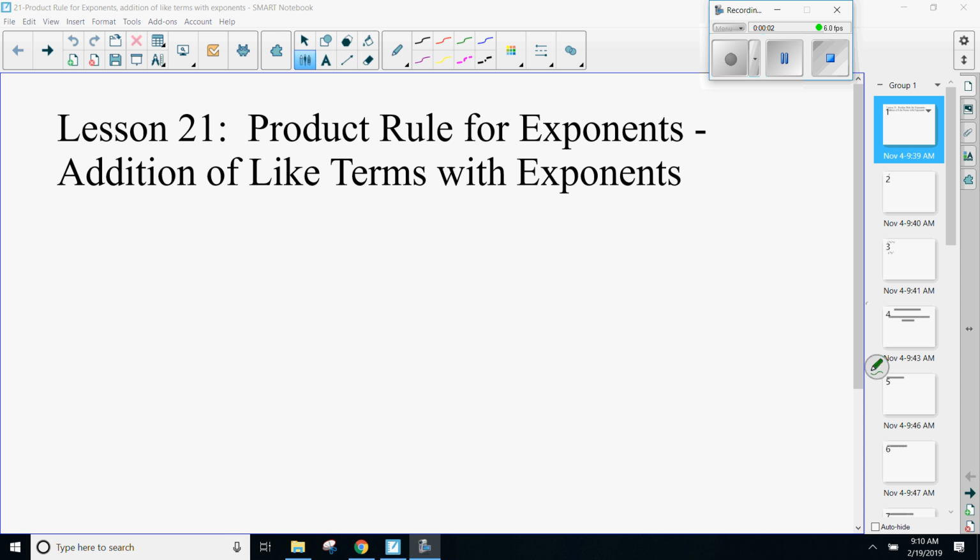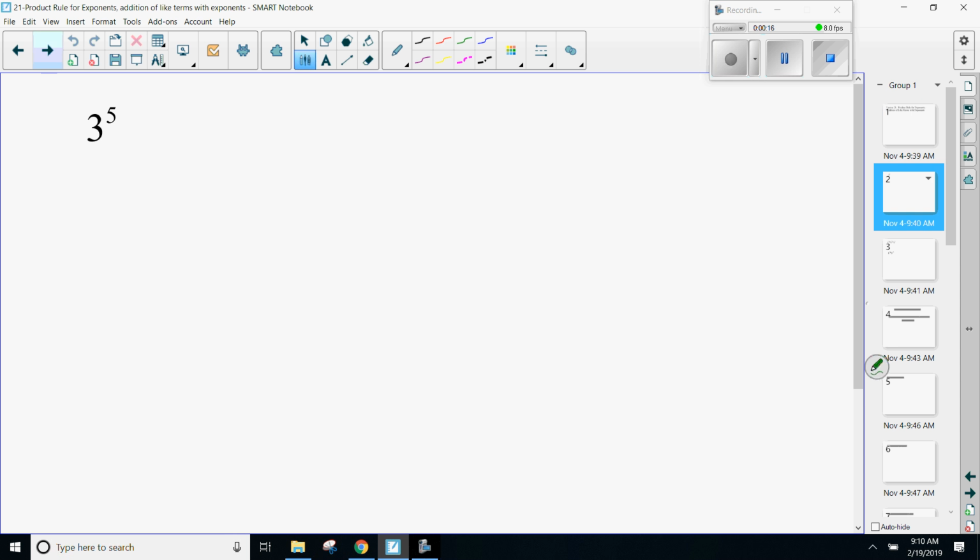In addition of like terms with exponents. Right now, like terms have to have the same variables, and they have to be raised to the same power, or they're not like terms. What does 3 to the 5th mean? It means 3 times 3 times 3 times 3 times 3. However many times it's a factor, that's what goes right here. 1, 2, 3, 4, 5.